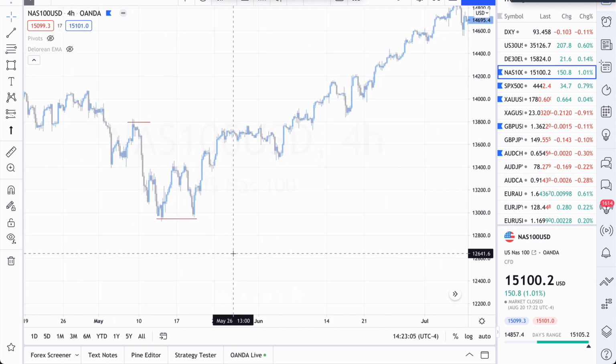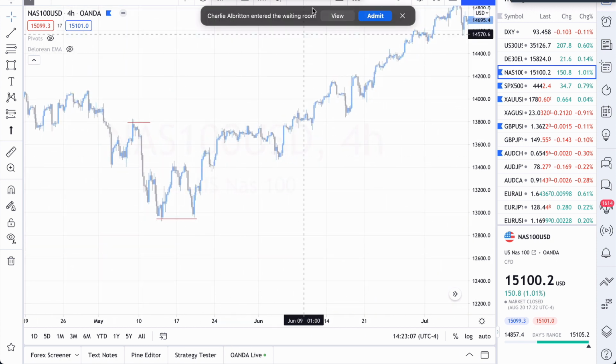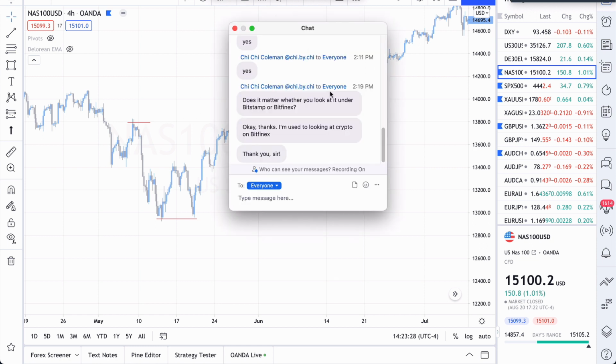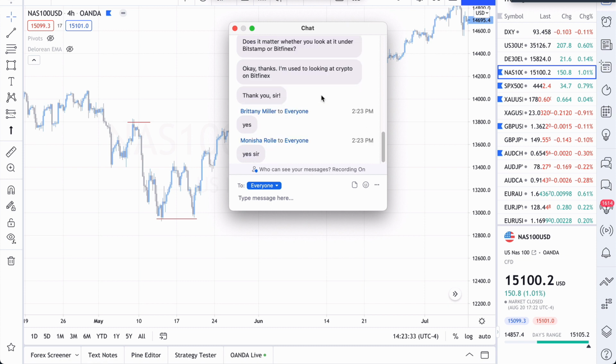My next swing high has to be higher than a previous high. So I wouldn't use this area because it's right around the same, it's actually lower than here. Is that making sense so far before I show another swing high? Let me know in the chat if that makes sense. Cool, cool. All right. So we're doing swing lows to swing highs.